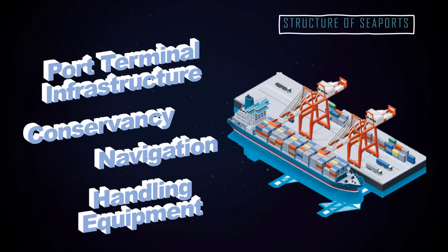Structure of seaports. First, port terminal infrastructure. The dock area is provided for receiving ships and moving cargo. Bunkering: the port needs to provide storage and handling of fuel. Cold ironing is a power supply on the berth for ships while at the dock, to allow ships to turn off their additional diesel engines. Secondly, conservancy.